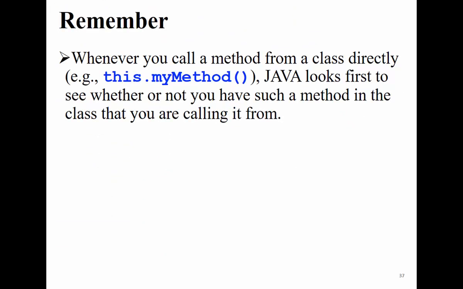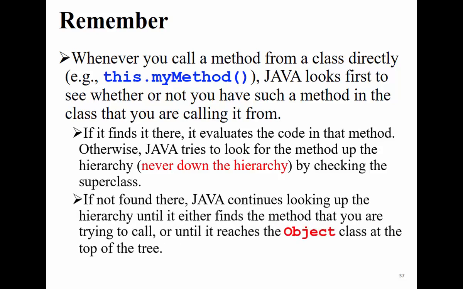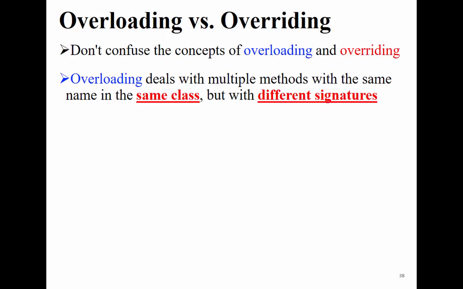So that is what I said. Remember, whenever you are using this.myMethod, Java will look first to see if you have such a method inside your class. If there's no method, Java will look up the hierarchy, never down, up the hierarchy, to see if this method exists in the super class, until we reach Object, which is the parent or the super class of all the classes that we create inside our Java application.